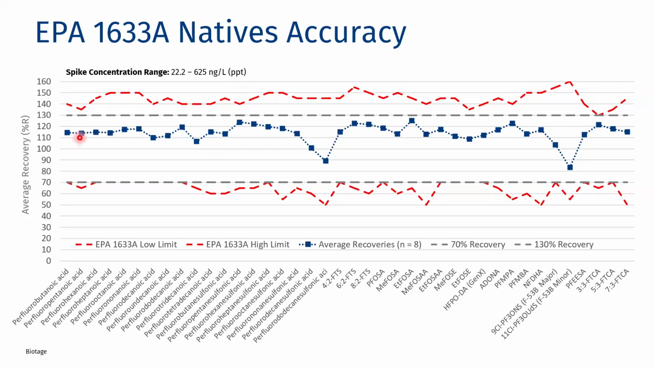But you can see the recoveries on the Prep Expert 8 all fall within the acceptance criteria for the EPA method, and you can see that's in the red dotted line. And then for the 537 and 533, I just added these for the 70 and 130%. So you can see that not only does the Prep Expert meet the 1633A requirements, but also even more strict requirements of the 537.1 and the 533.